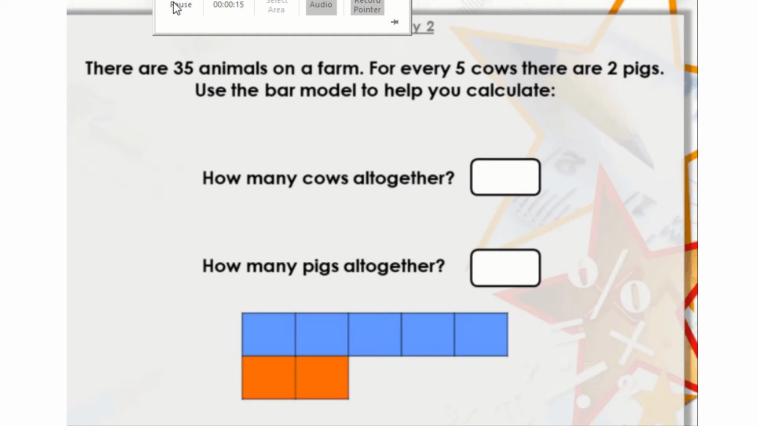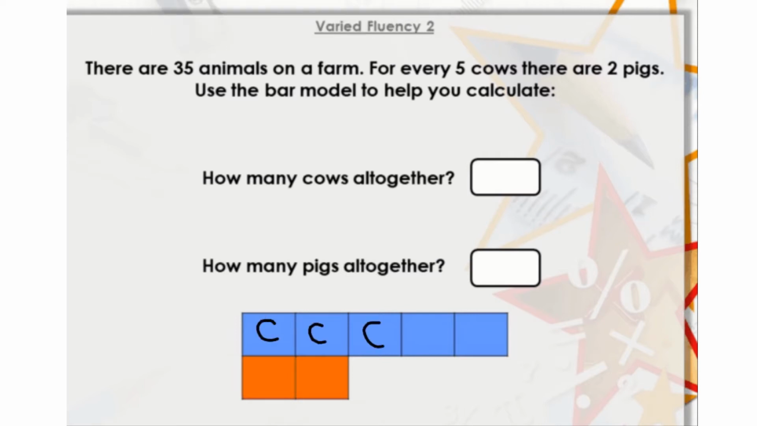Okay, so we've got a bar model already for us. There are 35 animals on a farm. For every 5 cows, there are 2 pigs. So this bar model, cow, cow, cow, cow, cow, and that's pig, pig. So for every 5 cows, there are 2 pigs. How many cows will there be altogether?